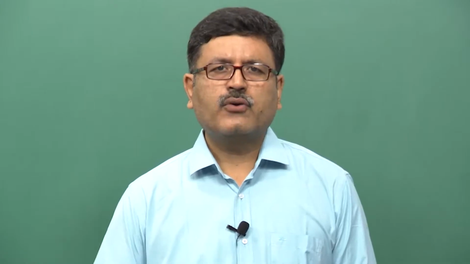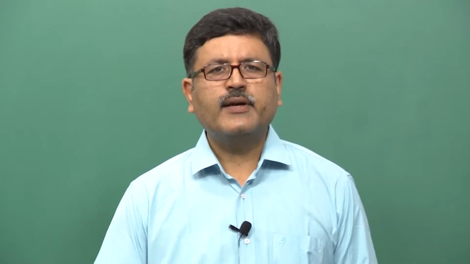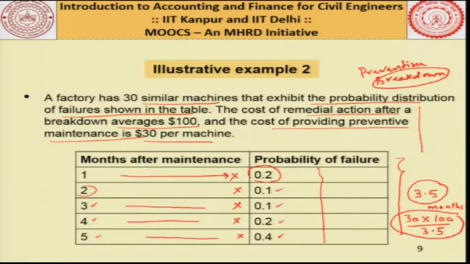Now we would like to calculate how much is going to be my cost implication should I go in for adopting a 1 month period of preventive maintenance. So how do I calculate it? Looking at this table, 1 month after maintenance probability of failure is 0.2. So 30 machines we are maintaining at a cost of $30. So 900 is the fixed cost. This is what you have to pay in case you are going in for preventive maintenance.